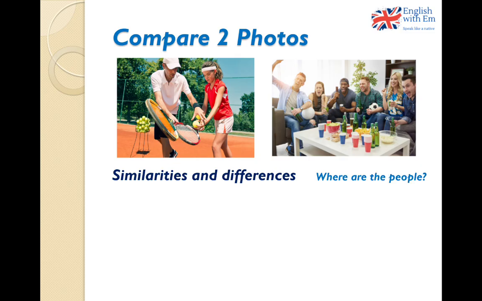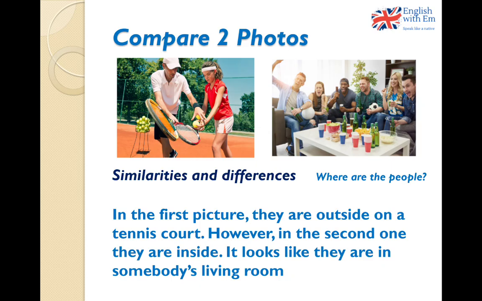Where are the people? In the first picture, they're outside on a tennis court. However, in the second one, they're inside. It looks like they're in somebody's living room. This time we use however to show contrast. Okay, so however is very similar to while or whereas, but it always appears at the beginning of the second clause in contrast and after a full stop. And again, we've got it looks like. It looks like there is in somebody's living room.